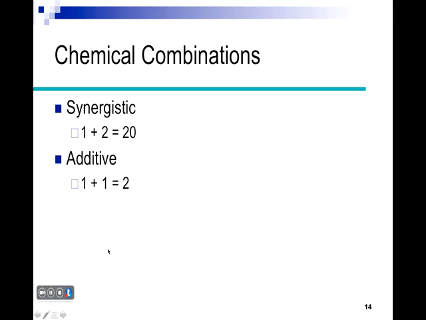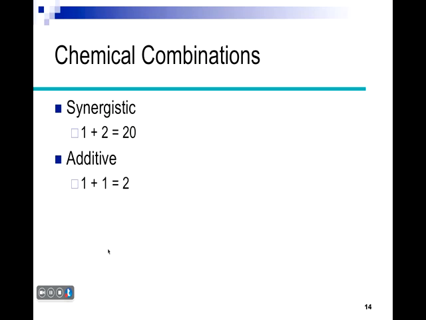The next area on chemicals is chemical combinations. And typically, you're not just exposed to one chemical, you're exposed to more than one chemical. And chemicals do interact with each other. Unfortunately, studying the interactions is pretty complicated, and you typically just have an exposure limit for one specific chemical.